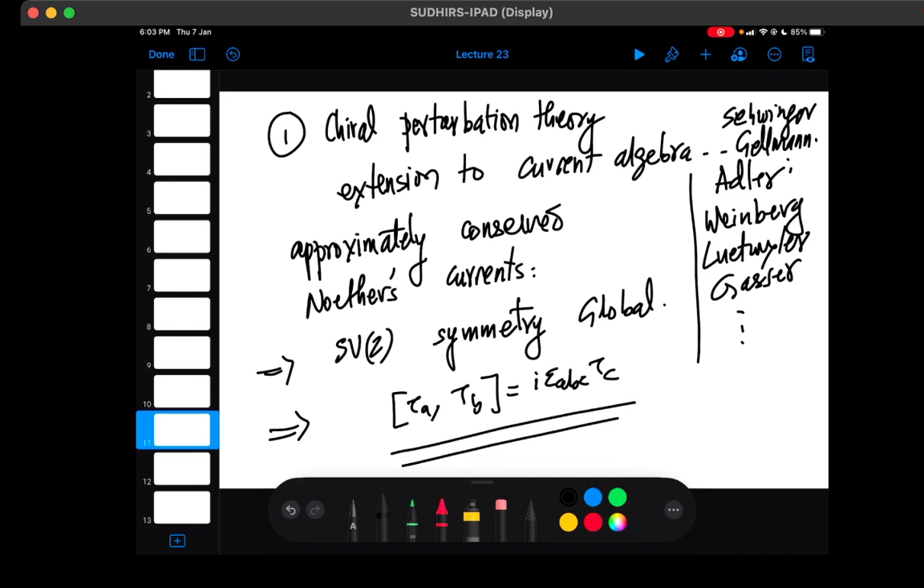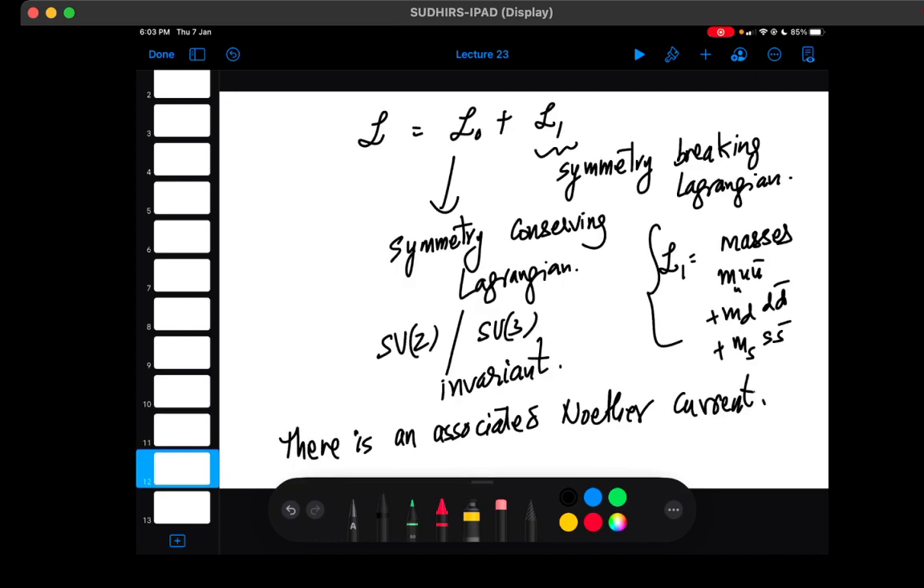Now if you divide the Lagrangian into two parts, one is the symmetry conserving part and the other is the symmetry breaking part, like we have written here. Let L1 be the symmetry breaking part. In the examples which we have seen so far, like SU(2) or SU(3), L0 could contain the light quark fields and the kinetic terms, and L1 would be the symmetry breaking part. The symmetry breaking is always proportional to the difference in the masses. So L1 would contain only the mass terms like m_u u-bar u, m_d d-bar d, m_s s-bar s if it is SU(3), or m_u u-bar u, m_d d-bar d if it is SU(2). Whereas L0 is exactly invariant. Given that L0 is exactly invariant, keeping aside the L1 part, let's assume that L1 is much smaller than L0.